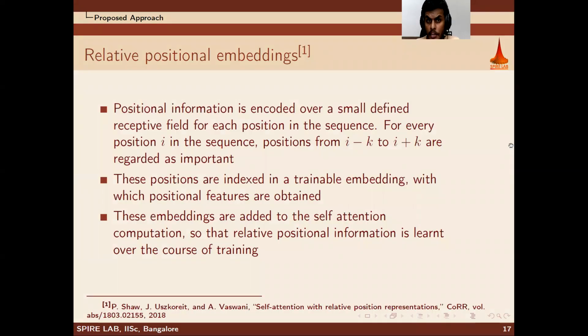Now, what exactly are relative positional embeddings? Well, positional information here is encoded over a small defined receptive field for each position in the sequence. Now, for every position i, positions from i minus k to i plus k are regarded as important. And these positions are indexed in a trainable embedding with which features are obtained. Now, these features are added to the self-attention computation so that the relative position information is learned over the course of training.